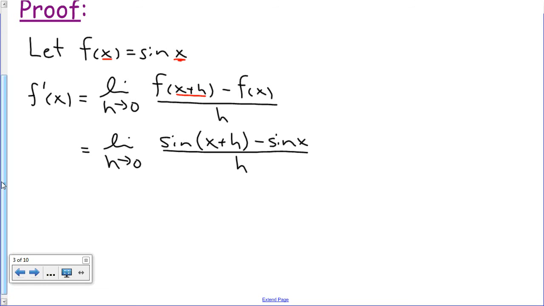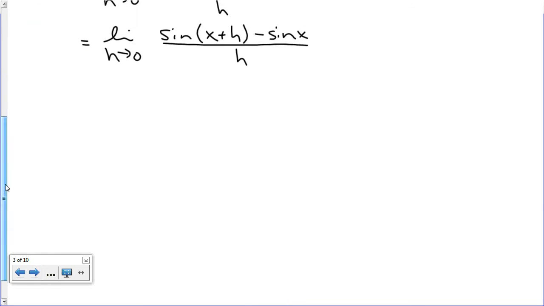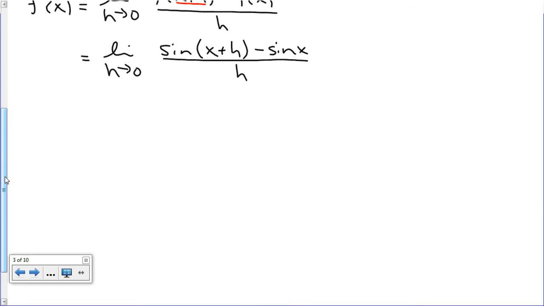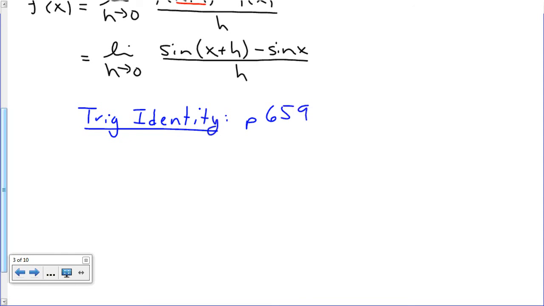If you've forgotten these, they are actually in the back of your book. In fact, I'll make a note of that here for you, that your trig identities are in the back of your book. They're actually on page 659. If you want to flip back there to see those, you can.